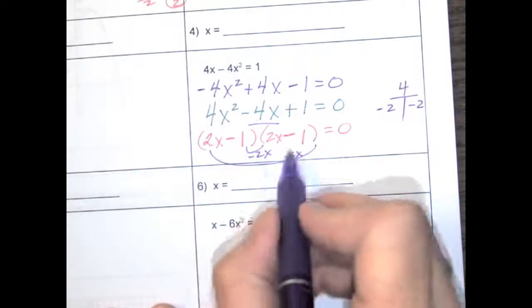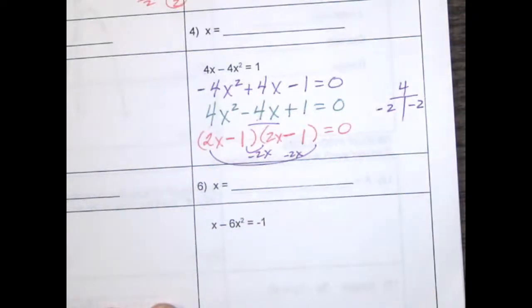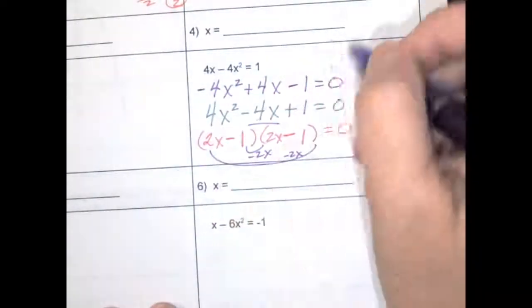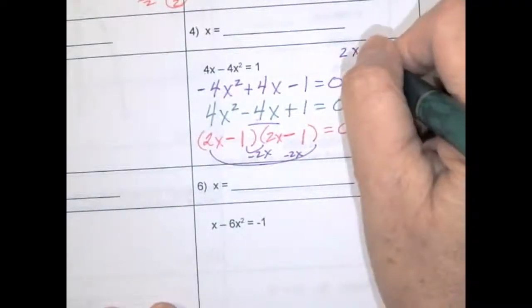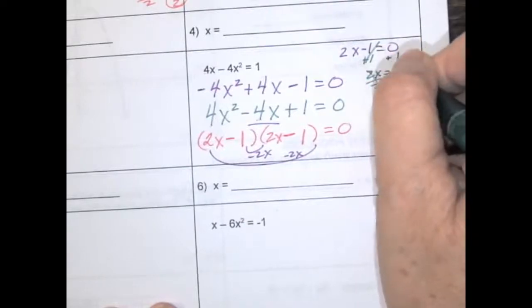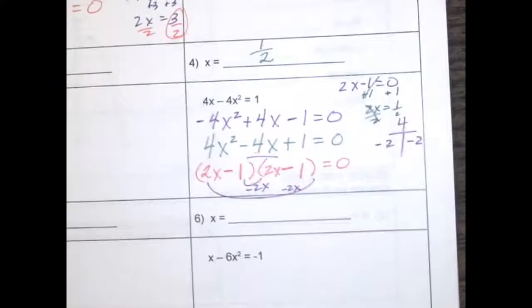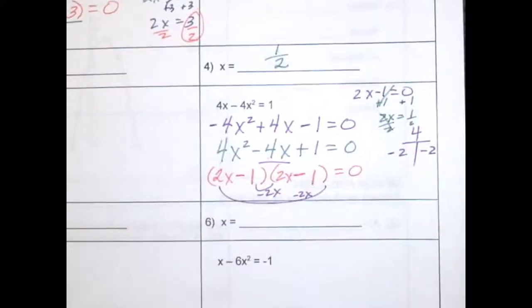These are identical. You know what that means? We're going to get the same answer both times. So this problem only has one root. It only touches the x-axis one time. 2x minus 1 is 0. If you add the 1 and divide by the 2, you get 1/2. That is your only root. 1/2 is your only root because you would get 1/2 both times. No sense in listing it twice.